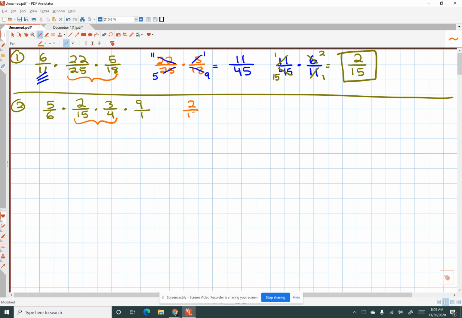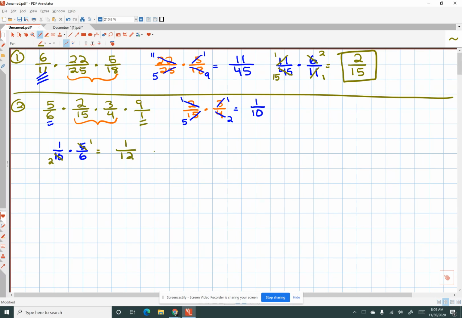So 2/15 times 3/4, and let's simplify. 3 divided by 3 is 1, 15 divided by 3 is 5. 2 divided by 2 is 1, 4 divided by 2 is 2. And now I've got 1/10. So now I'm going to choose the 5/6. So 1/10 times 5/6. And 5 divided by 5 is 1. 10 divided by 5 is 2. 1 times 1 is 1. 6 times 2 is 12.